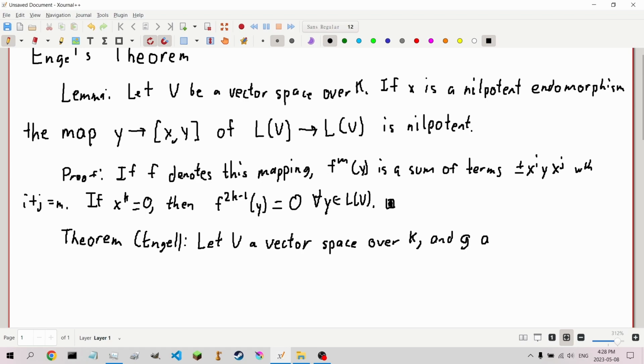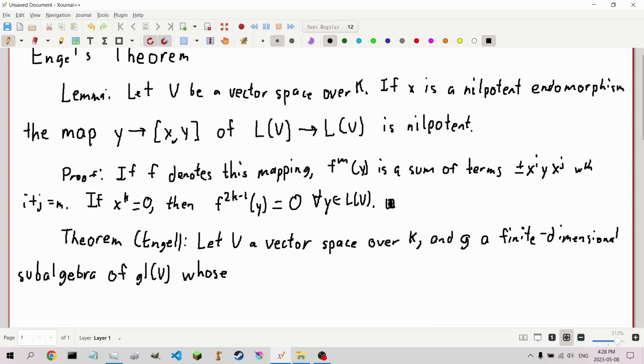And G a finite dimensional subalgebra of the general linear Lie algebra of V. So G itself is a Lie algebra whose elements are nilpotent endomorphisms of V.